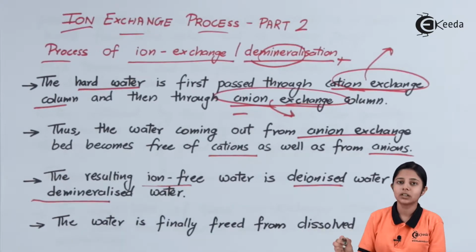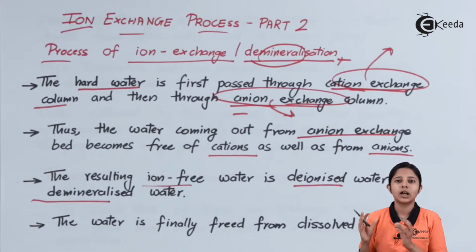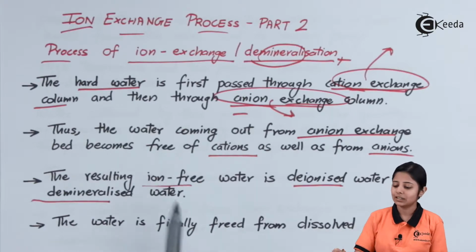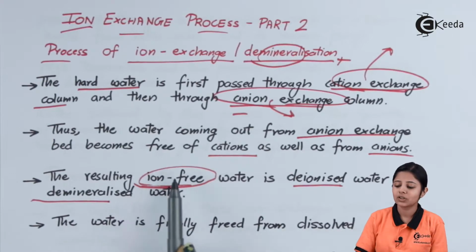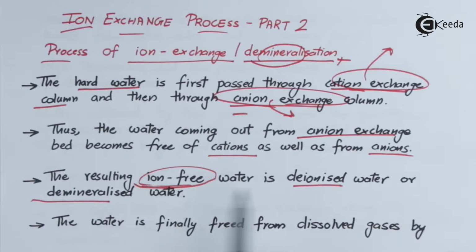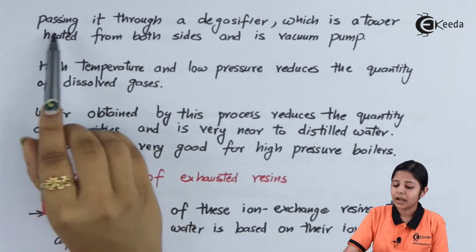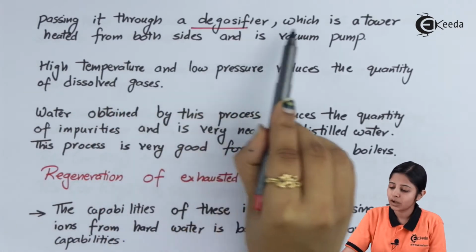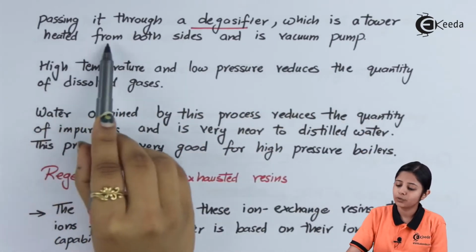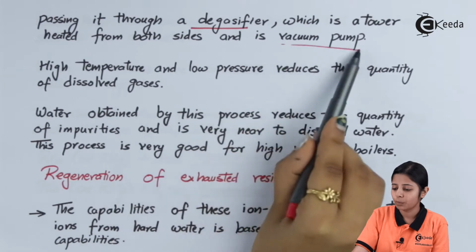That means the resultant water that finally comes out after the ion exchange beds is known as ion-free water, because it does not have any ions in it. It is also known as deionized water because it has neither cation nor anion in it, or it is known as demineralized water. The water is finally freed from dissolved gases by passing it through a degasifier, which is a tower heated from both sides, and a vacuum pump.